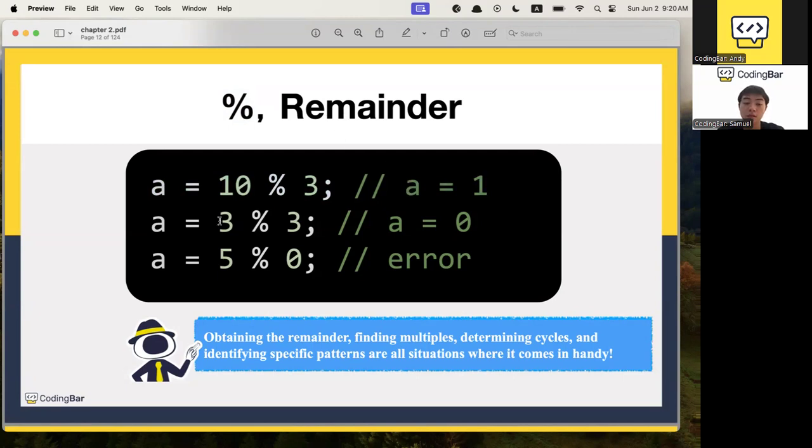This remainder. And 3 divided by 3, what is the remainder? The remainder will be 0. So A will be 0. And 5 divided by 0 throws an error as we've mentioned just now. Divided by 0 is not allowed.